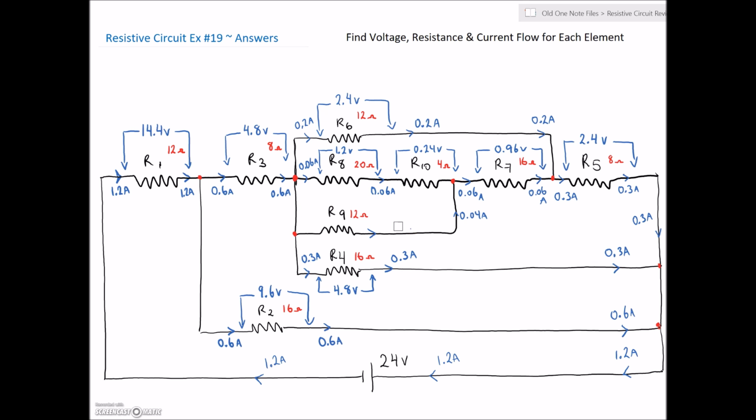I made the assumption that a voltage of 2.4 volts was across R8, R10, and R7. That gave me the 0.6 amps. But I didn't take into account the fact that R9 is in parallel with R10 and R7. So let's go back a little bit. Some of you guys already noticed this.